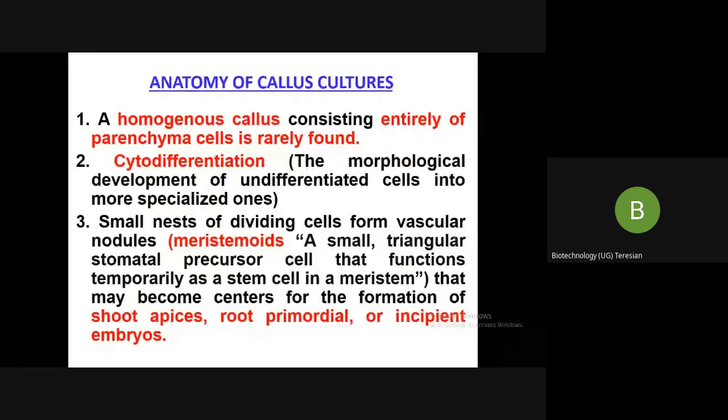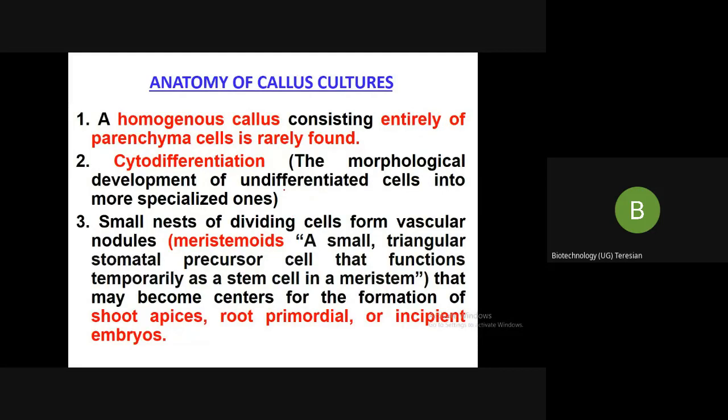Now let us define a word, cytodifferentiation, which is very important for callus. So what do you mean by cytodifferentiation? Cyto means a cell, as all of you know, and the cell has to differentiate. It has to undergo morphogenesis into different types. It has to undergo cell division and finally form a whole plant. This is called cytodifferentiation. The morphological development of an undifferentiated cell into a more specialized one is called cytodifferentiation.